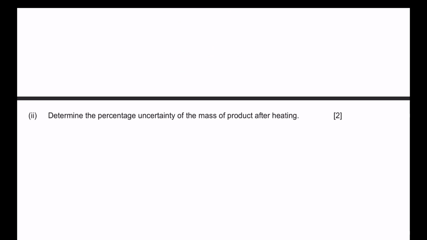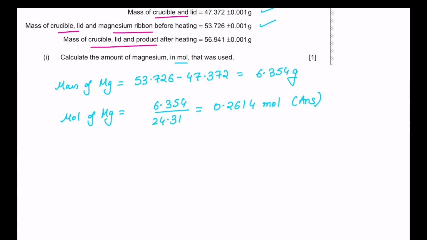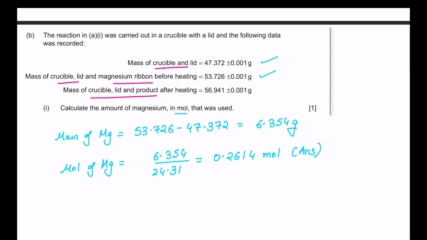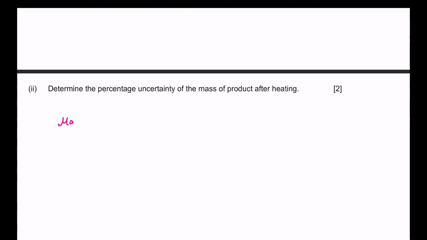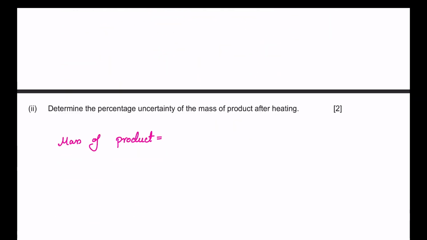Now, in the next part, we have to determine the percentage uncertainty of mass of the product after heating, right? So, in order to find the mass of the product, we have to subtract the mass of crucible and lid from the last one, because that is the mass of crucible, lid, and the product. So mass of product would be this minus this, so 56.941 minus 47.372. That will be 9.569 grams.